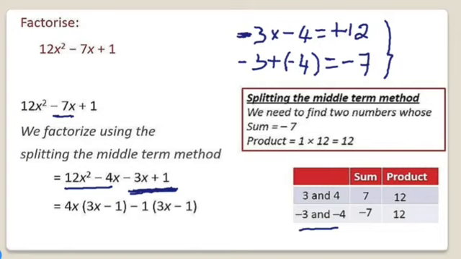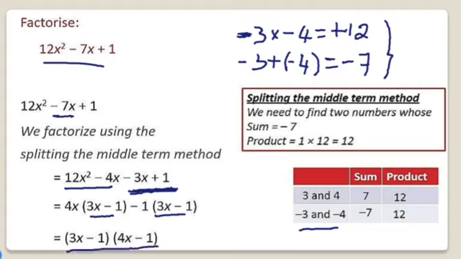Observe, children, here 3x minus 1 and 3x minus 1 are the same. So take it out as a common and we remain with 4x minus 1. So finally we get the factors of this polynomial as 3x minus 1 into 4x minus 1. So these are the factors for the given polynomial. I hope everyone understood how to use the splitting the middle term method. So let us solve one more example.